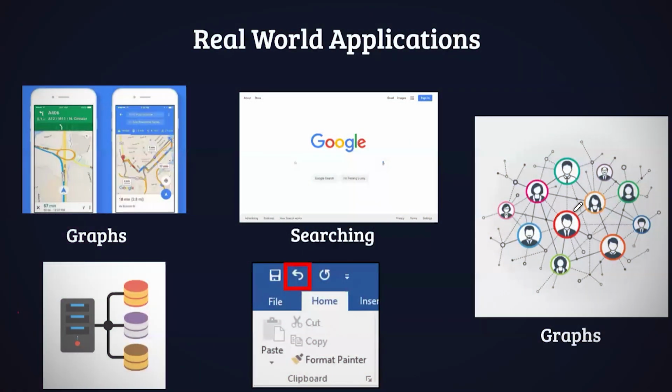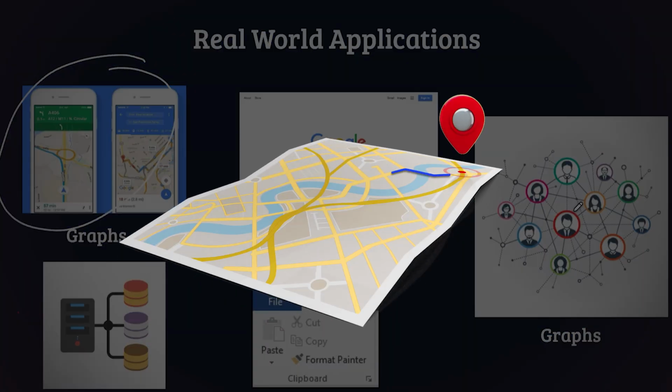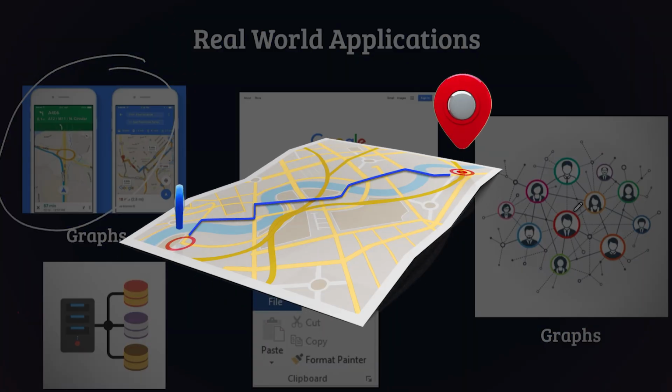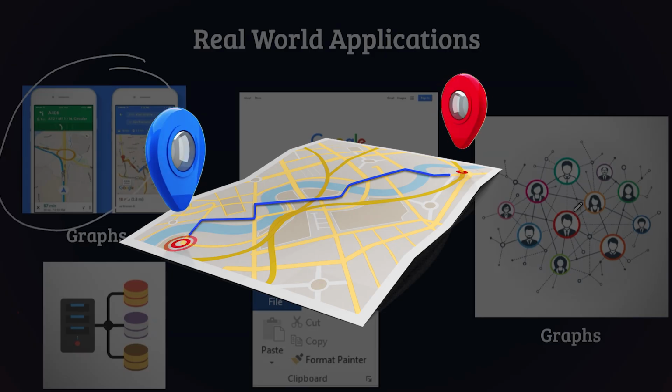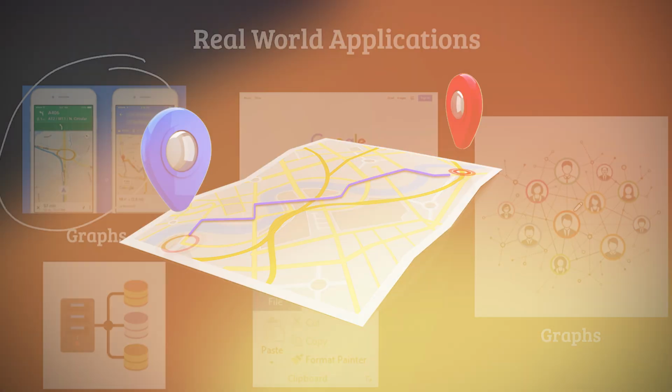Now we are seeing real life examples of where we are using data structures. Every day we use Google Maps, and Google Maps internally uses graphs. By using graphs, we are able to find the nearest location. There are different algorithms to find the shortest path from one location to another. So in Google Maps, they are using a graph.